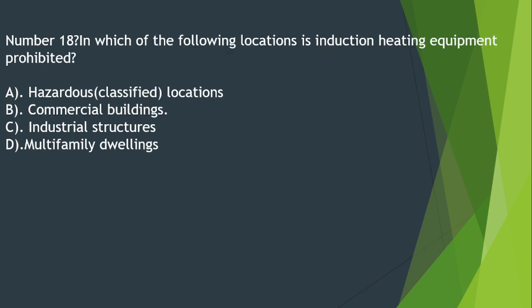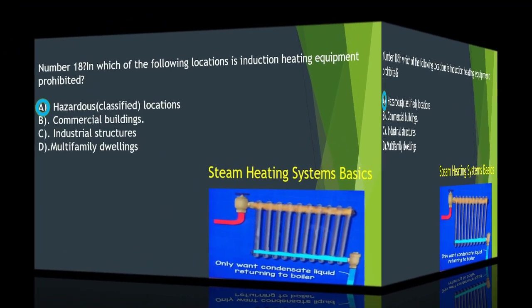Number 18. In which of the following locations is induction heating equipment prohibited? A. Hazardous, B. commercial buildings, C. industrial structures, D. multifamily dwellings. Answer is A. Hazardous.